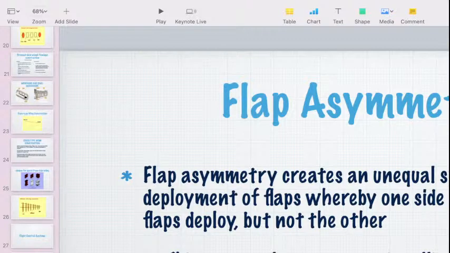Flap asymmetry. Flap asymmetry creates an unequal split in the deployment of flaps whereby one side of an aircraft's flaps deploy, but not the other. This can result in a dramatic rolling movement. So to solve this problem, you may attempt to raise the flaps again.